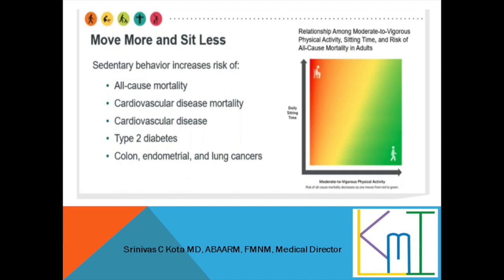And when you see the greatest volumes of physical activity, on the right hand corner below, that is the green, where even moderate physical activity will decrease the risk of all-cause mortality. This is pretty self-explanatory.